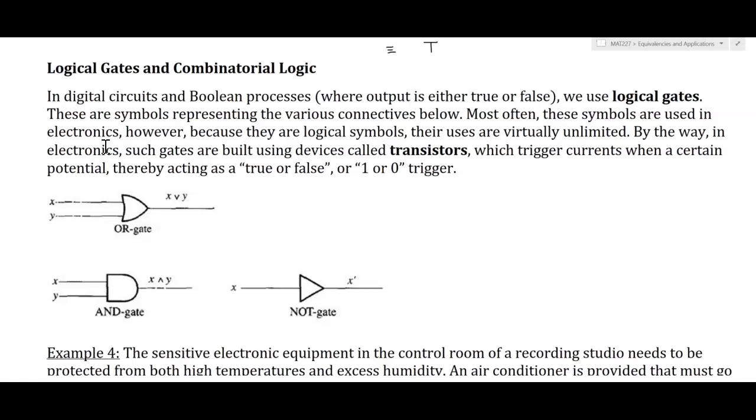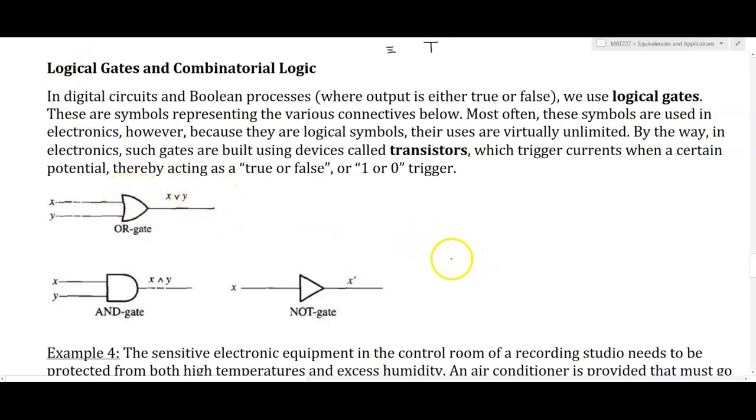By the way, in electronics, these types of gates are built using transistors, and it's really cool to see how the very first logical gate was built, where, depending on what the signals were on the input, it would result in a certain action taking place on the output. The cool part is that these logical gates act just like our logical operators.